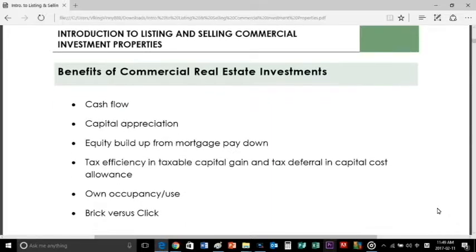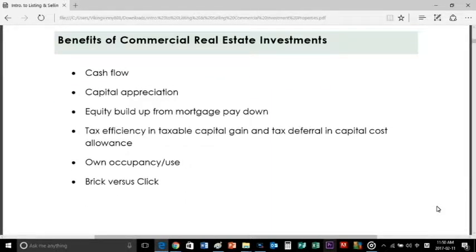Benefits of commercial real estate investments. Cash flow. Capital appreciation. Equity build-up from mortgage paydown. Tax efficiency in taxable capital gain and tax deferral in capital cost allowance. Own occupancy use. Brick versus click.